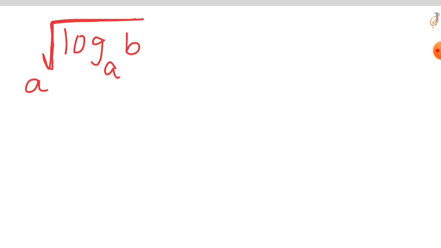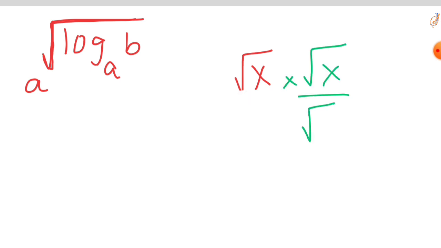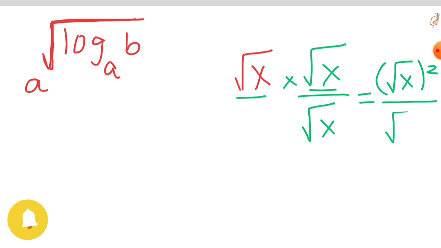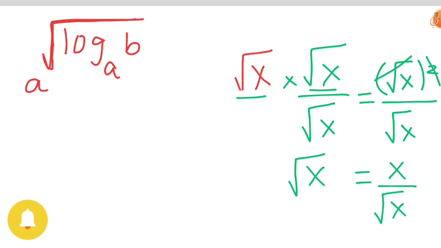Suppose you have a variable root x, this we can write as x upon square root of x, isn't it? Let's see. For this square root of x, if you multiply and divide by square root of x, then the square root of x times square root of x becomes square root of x whole square upon square root of x. And here square and square root get cancelled. So then you are left with only x upon square root of x. Instead of square root of x, we can write it as x upon square root of x.